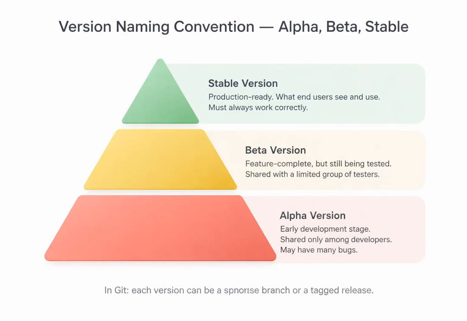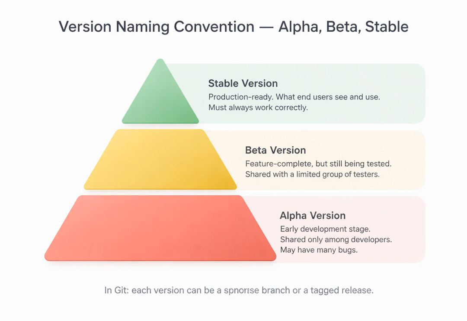Let's also clarify the version naming convention that was mentioned. When a software project is in its very early stages, full of bugs and incomplete features, it is called the alpha version. This is shared only among the development team. When the project is mostly feature complete but still being tested and refined, it becomes the beta version, shared with a limited group of testers.